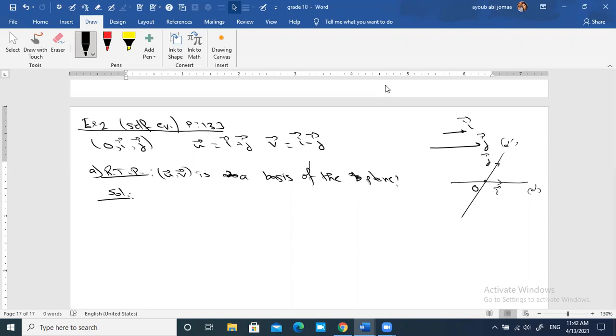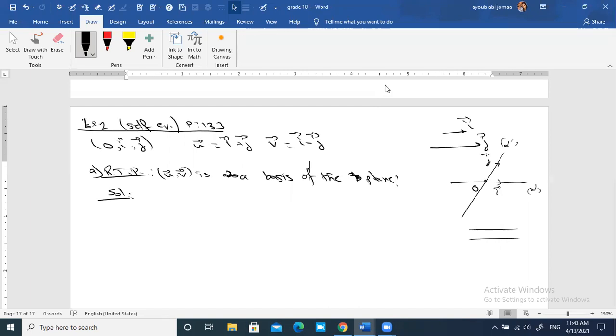For the solution. In fact, here, i and j form a basis of the plane in case i and j are two vectors having different directions. If they have the same direction, and if the lines d and d prime are parallel, they do not make a base for the plane.